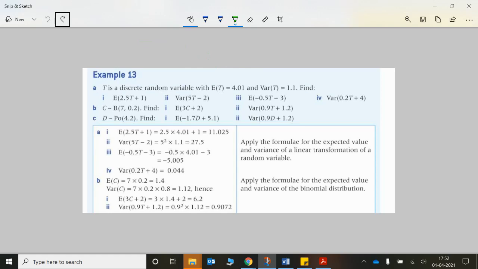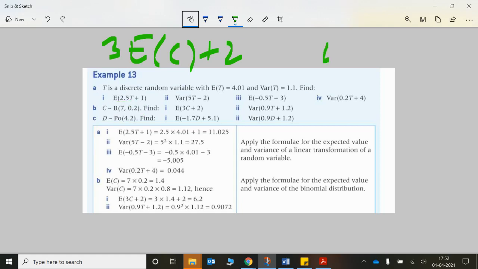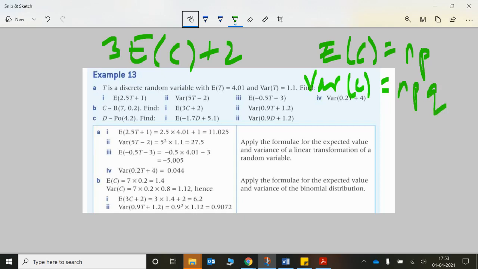They also go into talking about the binomial distribution and the Poisson distribution. Now, in this case, it says, what's the expectation of 3c plus 2? Well, that's also going to be 3 lots of the expectation of c, plus 2. And the expectation of c, remember that the expectation in terms of a binomial distribution, in this case, would be equal to np. We've done that before, of course, and likewise, the variance of c here is npq. That was a result which was given a couple of exercises ago.